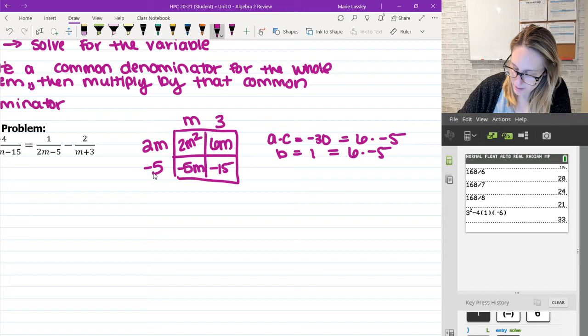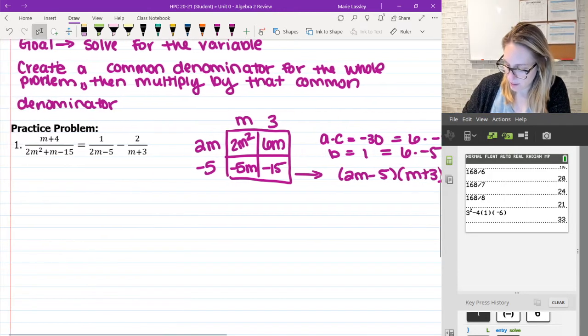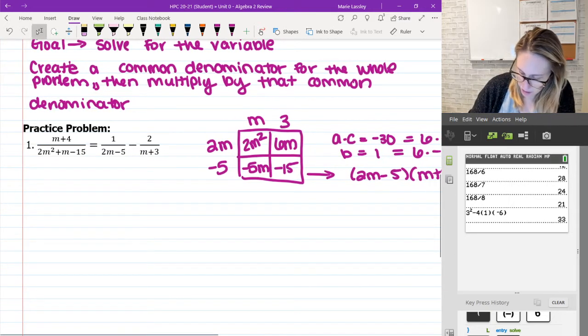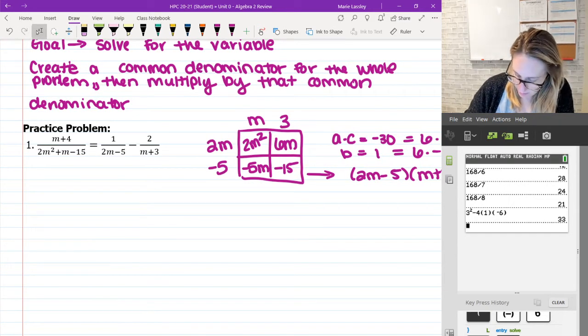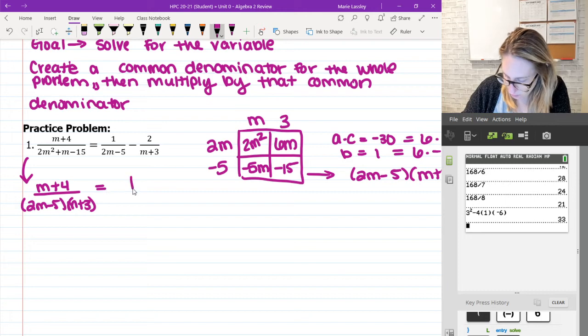There it goes. Okay, so factored form would then be 2m minus 5 and m plus 3. So I'm going to come over here and rewrite it. I have m plus 4 over (2m minus 5)(m plus 3) equals 1 over 2m minus 5 minus 2 over m plus 3.